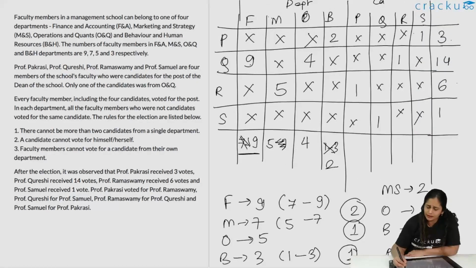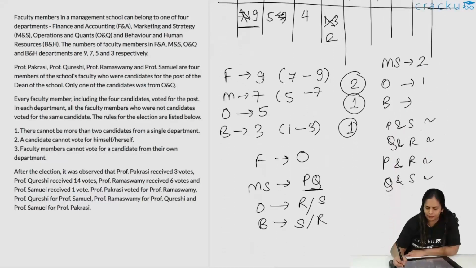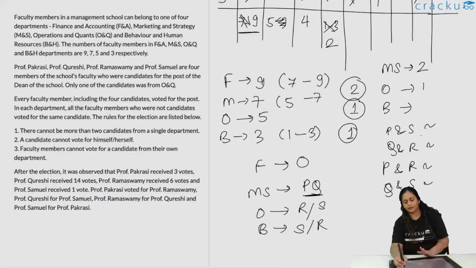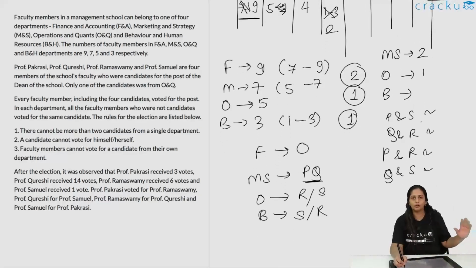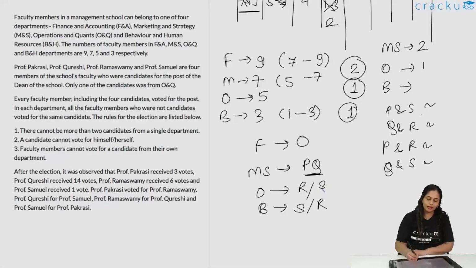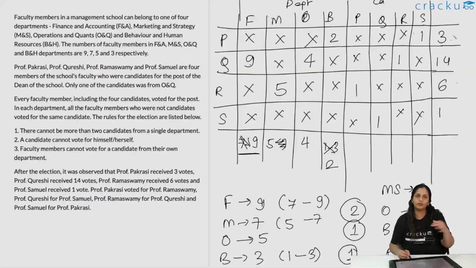Let us consider P voted for S, which is fine, he is not from the same department. S voted for P, which is fine because they are not in the same department. Q got a vote from R, again not from the same department. R got a vote from P, not from the same department. S got a vote from Q, again not from the same department. So these are basically the final possibilities, considering all the rules. I know that from the M&S department, P and Q are there for sure. R can be in the O department, S can be from the B department, or vice versa. This is the final configuration of who got what votes and who is from which department.